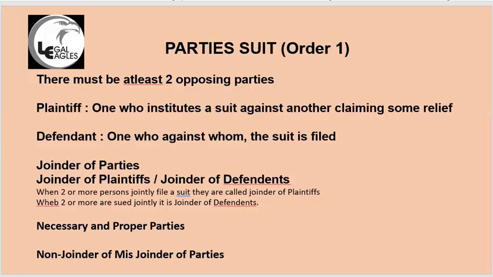Okay. Non-joinder or misjoinder of parties is where the person is not required in that suit and he is made a party to the suit. It is the reverse of necessary party joinder. So he is not supposed to be part of the suit, but he is made a party to the suit.